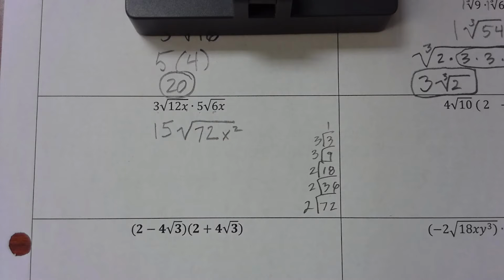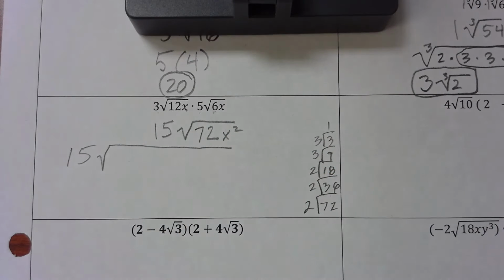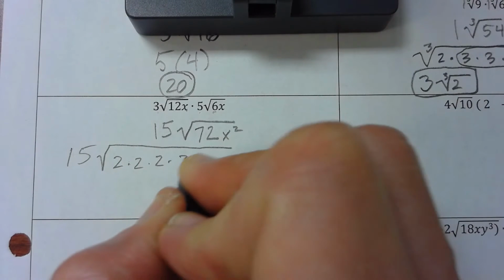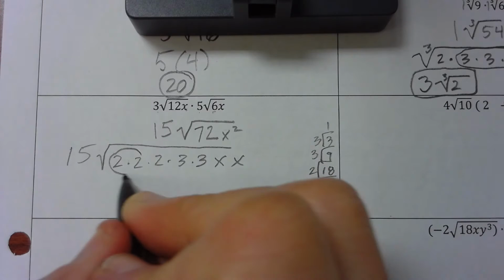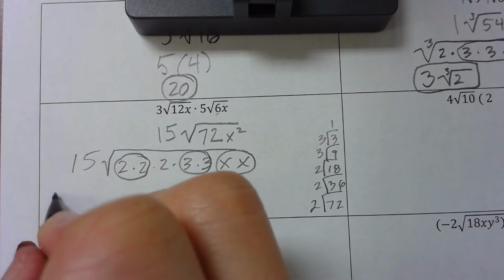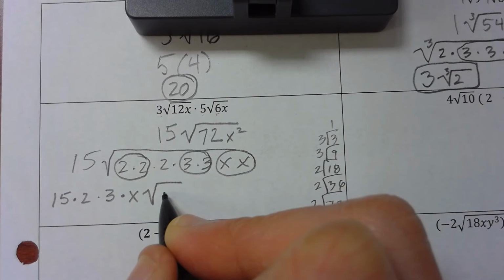If you ever want to check your birthday cake, you can always just take a calculator and multiply together 2 times 2 times 2 times 3 times 3. You should get 72. All right, and I will do 15. And then I'm going to list out all of my factors of 72. 2, 2, 2, 3, 3. x, x. Circle into pairs. Okay, I got a 15 outside. I'll bring out a 2. I'll bring out a 3. I'll bring out an x. Only thing left behind is the 2.